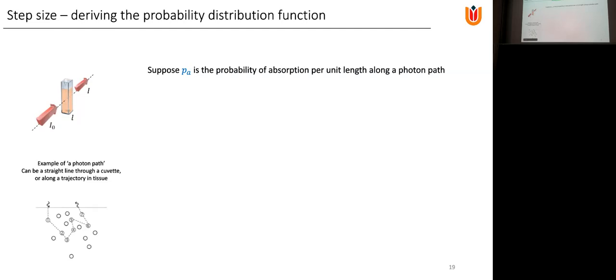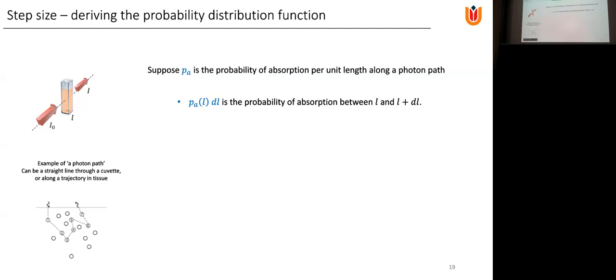So let's derive that first. Suppose that we have a probability of absorption per unit length along a photon path. It can be a path to that, but it could also be a path inside the medium. Then, if we take PL and multiply it with an infinitely small length dl, then we would get a probability of absorption happening in this small interval. So PA is the probability of absorption per unit length multiplied with that interval.